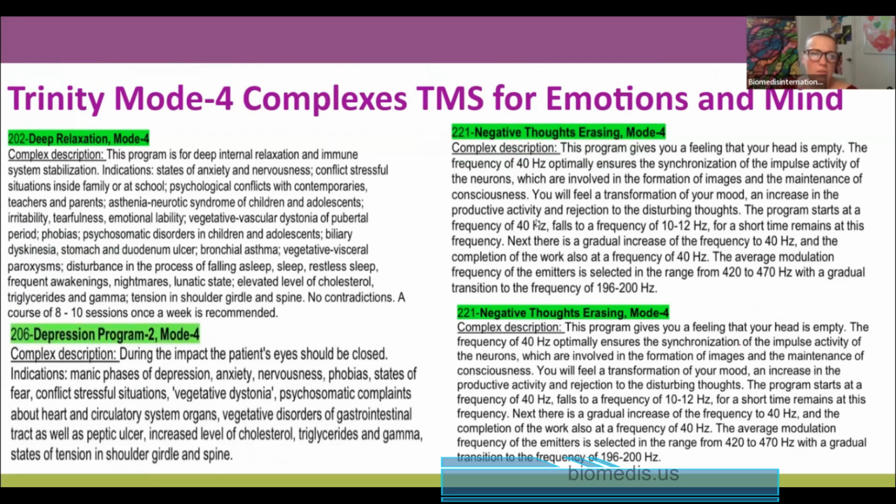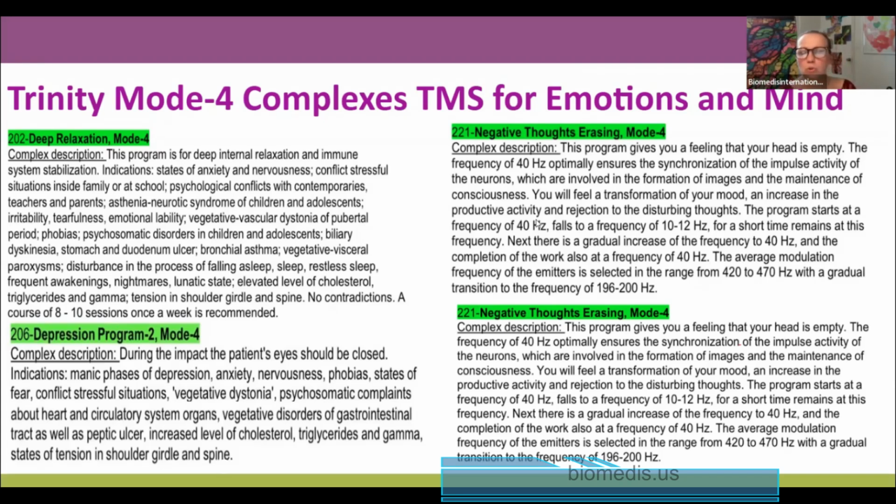Deep relaxation is an amazing complex for anxiety reduction, nervousness, stressful situations like in relationships, psychological conflict with parents, teachers, tearfulness, emotional irritability, all kinds of negative emotions. I like to put this complex on when I do massages for people. It helps them to really deeply relax. That complex works amazing with massage. We will have 3 complexes for depression programs.